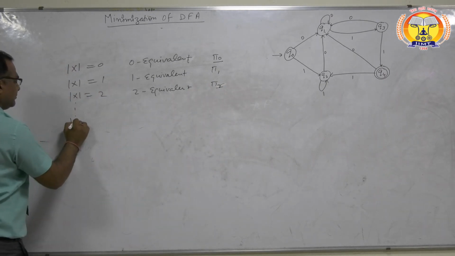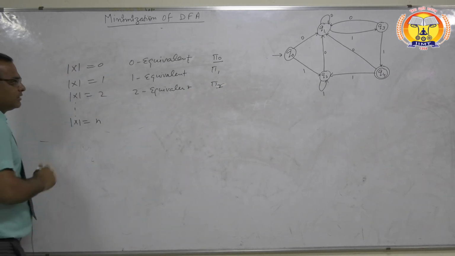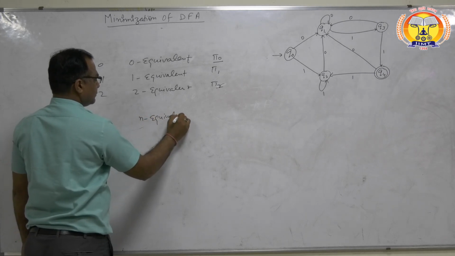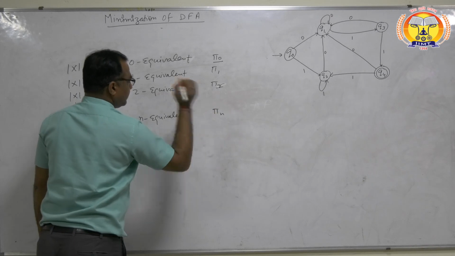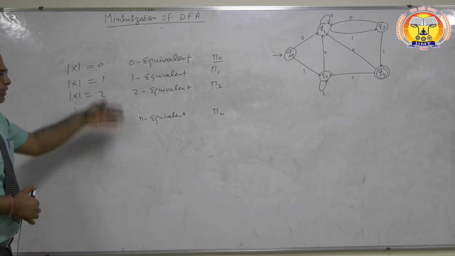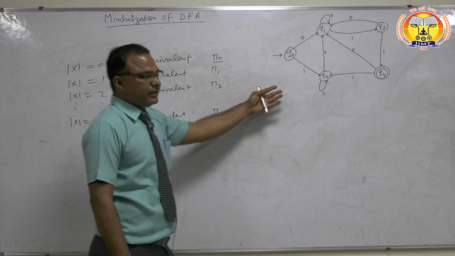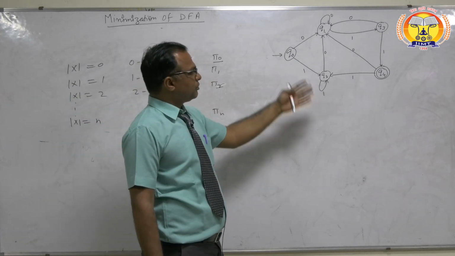Similarly, if the length is n, then it is called n equivalent, and it is denoted by pi n. So these are the types of equivalence. Let's say we have this example, and it is a DFA, and we have to minimize the number of states in this DFA.